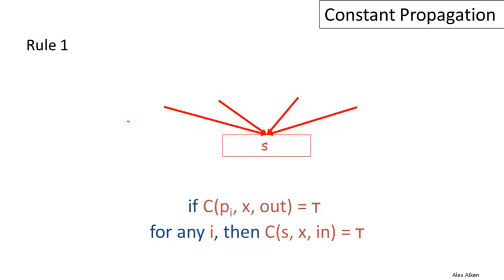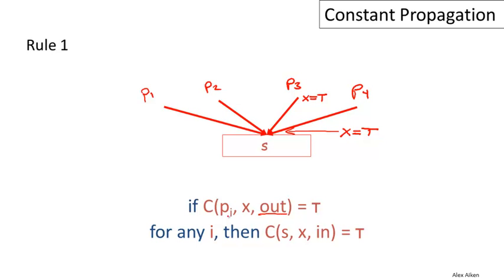Let's do our first rule. So we have a statement S, and it has some set of predecessor statements, P1, P2, P3, P4. And the situation that we're interested in here is, let's assume that x is top at the program point after one of these predecessors. So after some predecessor, doesn't matter which one, if it happens that x is top at the program point after that predecessor, well, then x has to be top before the execution of S.